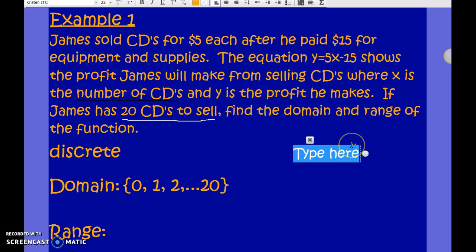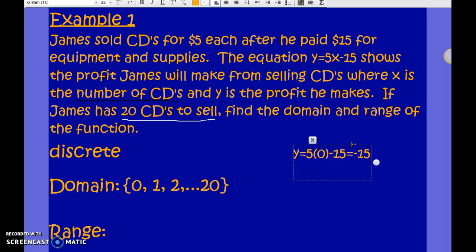So to do that, I would have y equals 5 times x minus 15. My first value in my domain is 0, so I'm going to plug 0 in for x. So you work that out. 5 times 0 minus 15 is negative 15. Negative 15 is the first value in my range.